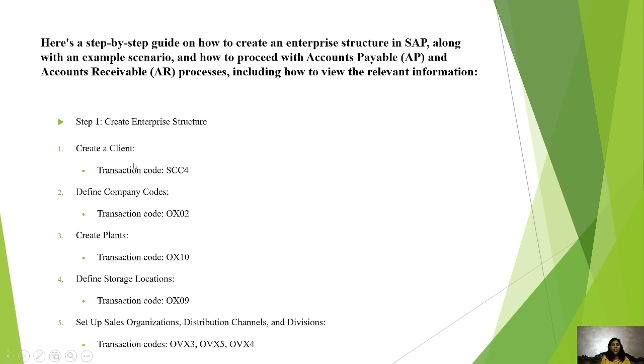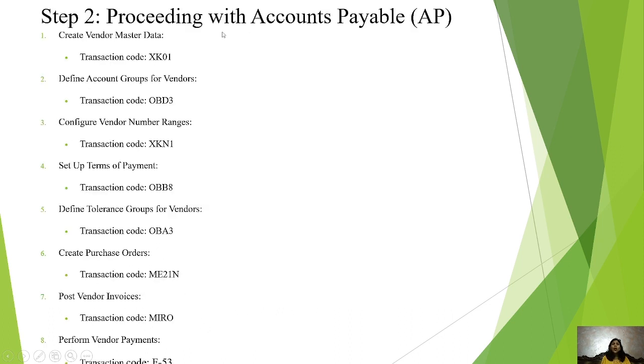In this scenario, I gave enterprise structure. Step one: create a client, add the company code, then tag the company, create a plant, storage location, and set up sales organization, channel, and division. Step two: proceeding with accounts payable, AP. Again, how you will create vendor master data, then XK01, then define the accounting group for the vendor, and then configure the number range.